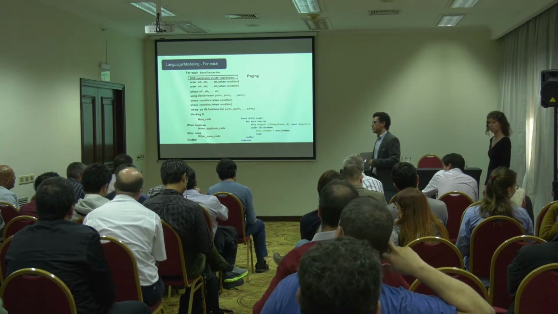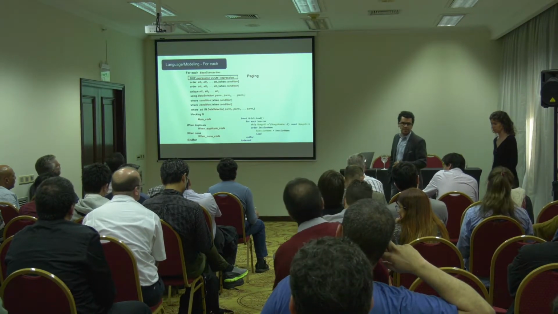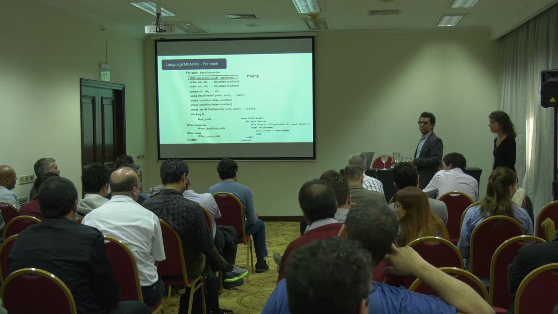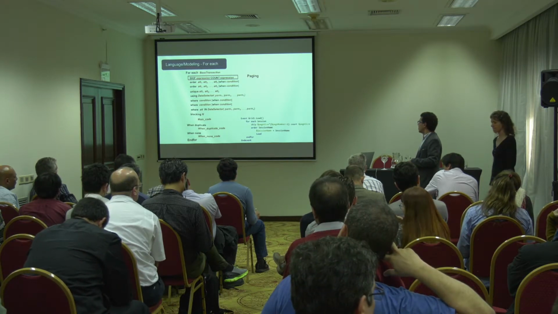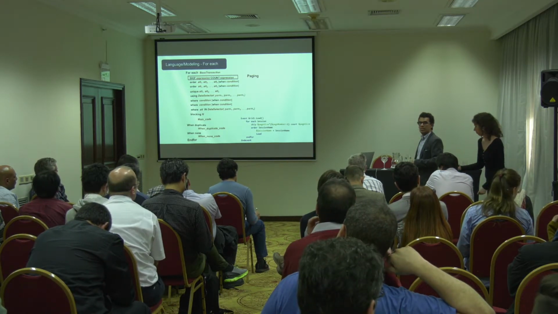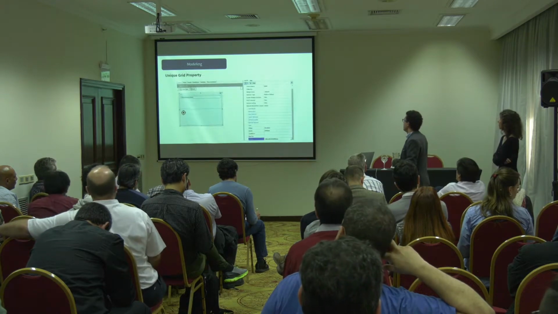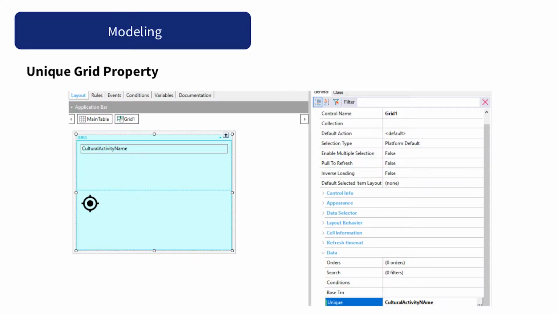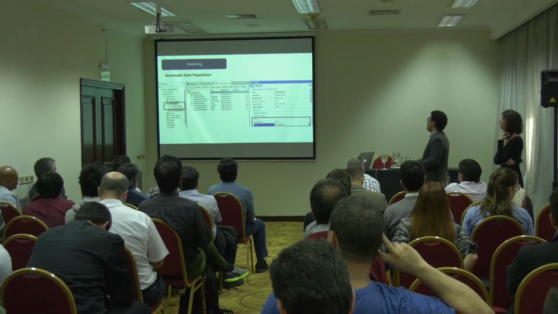This is something that was already in the data provider, etc., and now it's been added in the for each. This is something we had in the for each too: we had the unique clause in the for each, and now we have it at the level of the grid. So I have the property, and I can tell it whether I want the attributes to be unique.